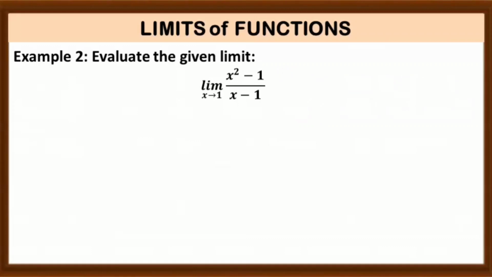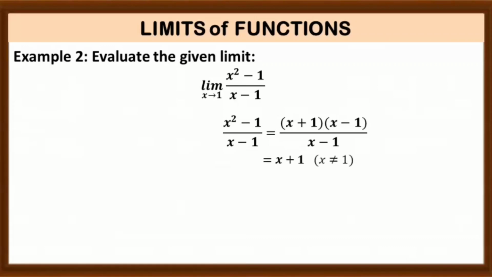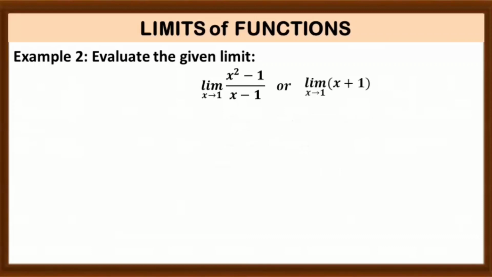Now, going back with the given, we can actually simplify it so that it would not be difficult for us when we substitute x values later. We can factor the numerator into x plus 1 times x minus 1. And notice that we have a common factor in the numerator and the denominator. Canceling out the common factor gives us x plus 1, provided that x should not be equal to 1. So, the given limit can be simplified to limit of x plus 1 as x approaches 1.